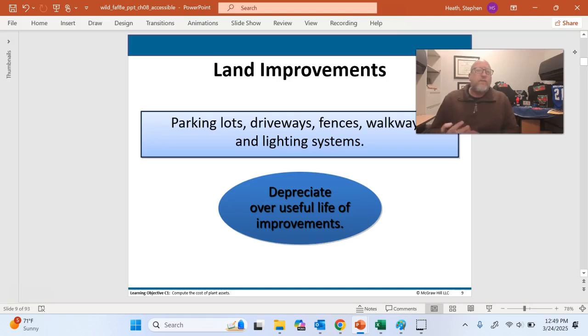So driveways, fences, walkways, sprinkler systems, lighting systems, signs, all of that would be land improvements. And then I think the thing they're trying to indicate here is land improvements are depreciated. However, land is not depreciated, right? If you pay $100,000 for a piece of property, you can walk on that land for like 50 years, and it's never going to depreciate because you've walked across it for 50 years. Land is land. It does not depreciate.